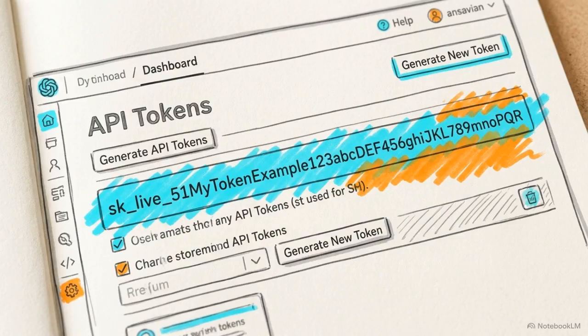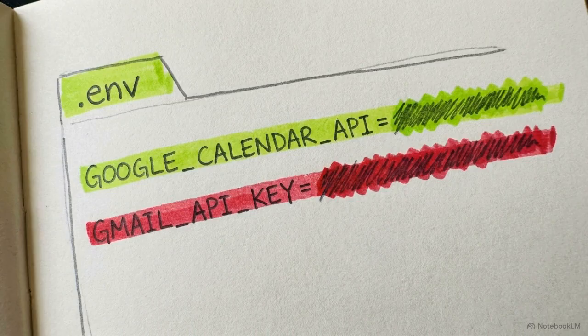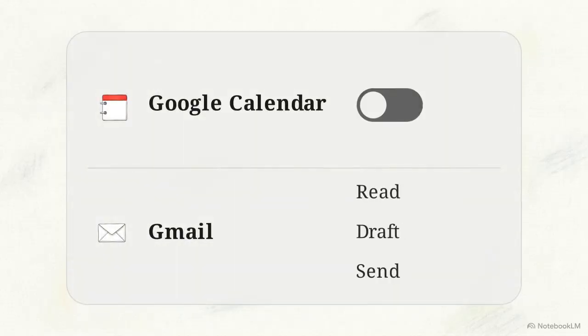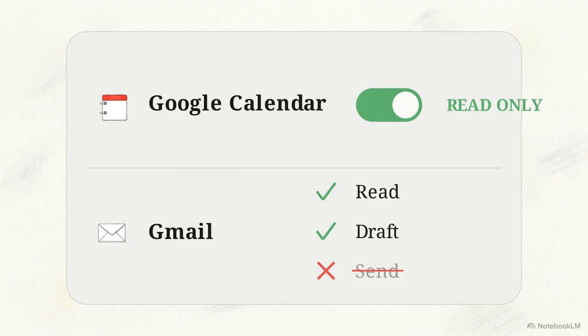To connect an AI to your actual schedule, you generate an API token from Google Cloud. You store your calendar and email variables safely inside a local environment file. You have to set strict guardrails in your code. Limit the AI to read-only access for your calendar and restrict it to read and draft-only permissions for your email.